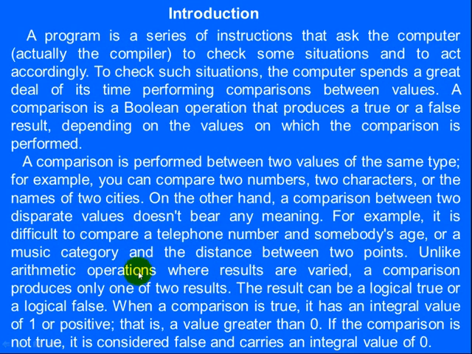Unlike arithmetic operations where the results are varied, a comparison produces only one of two results. The result can be a logical true or a logical false. When a comparison is true, it has an integral value of 1 or positive, that is a value greater than 0. If the comparison is not true, meaning it is false, then it carries an integral value of 0.